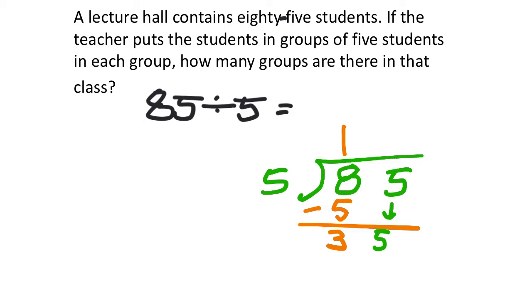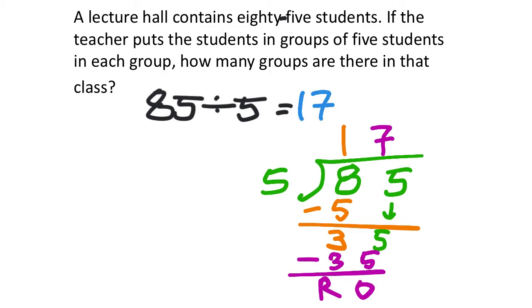And 5 will go into 35 exactly 7 times. 7 times 5 is 35. Proves that it goes into it evenly. So we have a remainder of 0. And so we get a final answer here of 17.